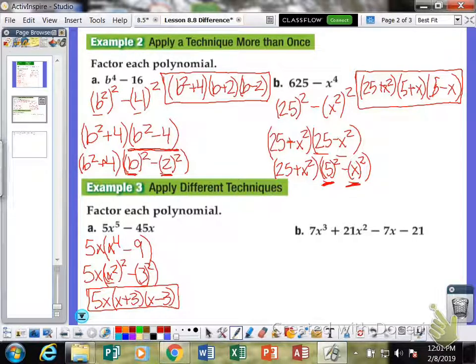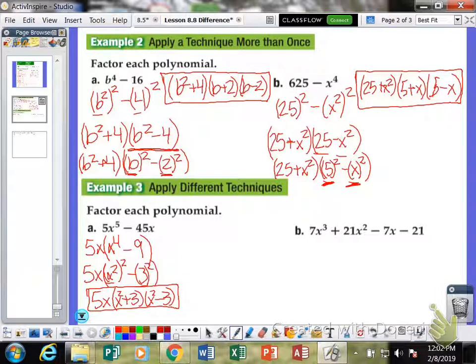The next one, we have 7x cubed plus 21x squared minus 7x minus 21. Before I do that one, I want to go back to this last problem. Don't forget your x squared here, guys. Don't forget you put your x squared on those. It would be x squared plus 3 and x squared minus 3. And x squared minus 3 is not a difference of squares because 3 is not a perfect square. So that is why that problem is finished there.